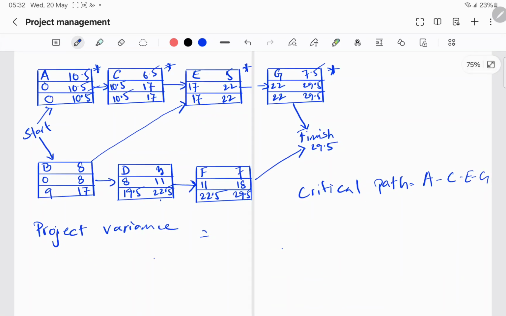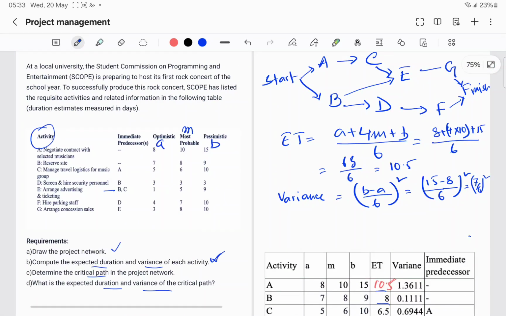Now, how do we calculate project variance? You see here the expected time for the critical path is 29.5. Now, variance. Actually, the variance of the project is the same as the variance for the critical path. So we will look at the variance for A, C, E, G.